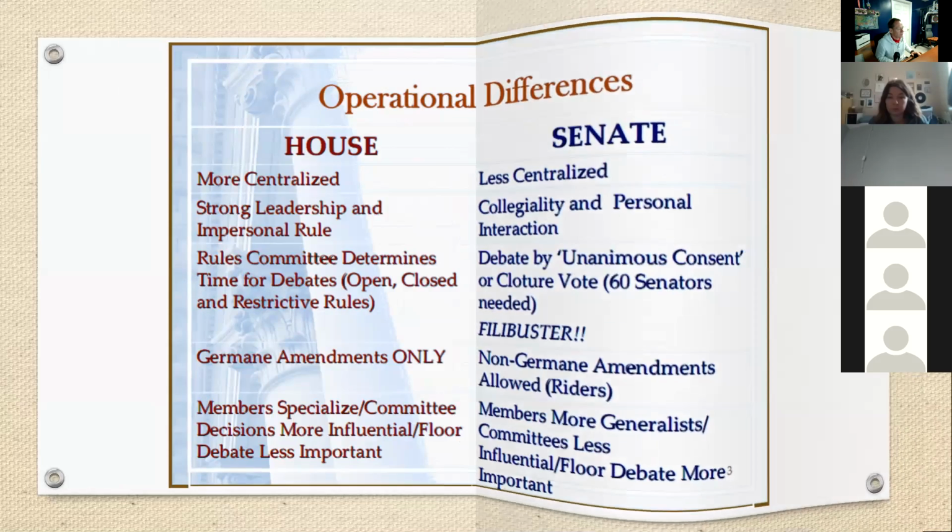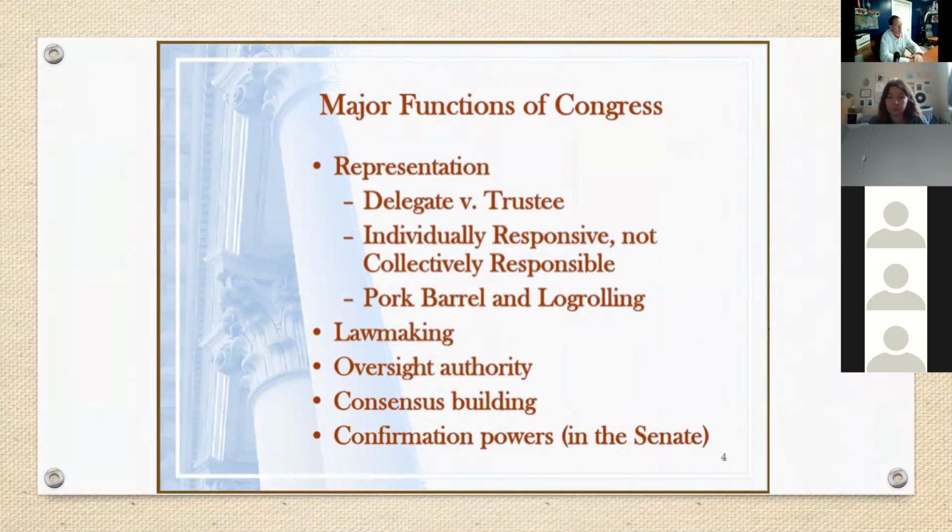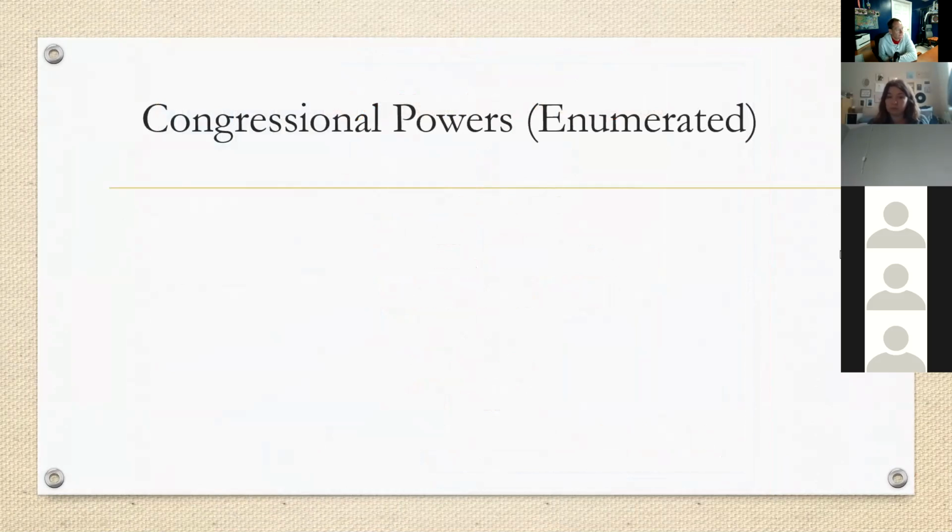Log rolling is kind of like, you scratch my back, I'll scratch yours. You come to somebody and say, hey, I need your vote for my bill. And then that person turns around and says, okay, I'll vote for your bill if you vote for my bill. That's log rolling. So there's a lot of deal making that goes on. It mainly happens in the Senate more than in the House of Representatives.